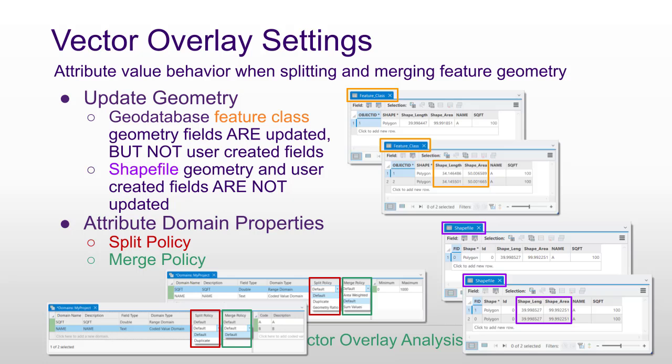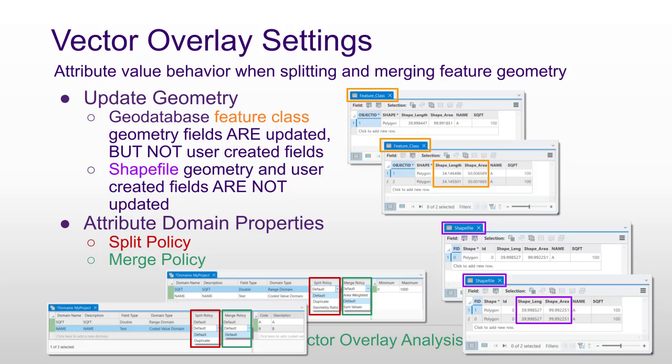If you look at the example on the right again, in the shapefile attribute table, it includes a shape length and a shape area field that was created when the original shapefile was created. But if the underlying geometry is altered, the shape length and shape area, as well as the user-created fields like SQFT, are not updated. You need to be aware of that and recalculate those fields if you're going to use them for your analysis.